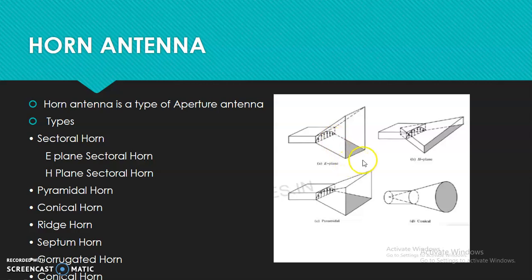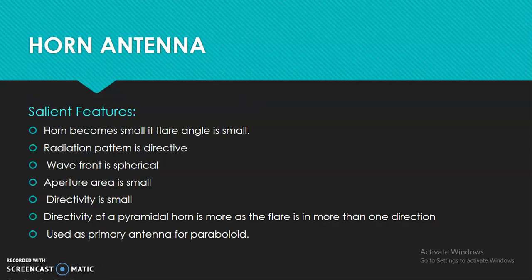Now, this is the structure of a horn antenna. There are different types of horn antennas. It is an aperture antenna. Different types of horn antennas are listed here. Sectoral horn, two figures are shown: E-plane sectoral horn and H-plane sectoral horn. Then we have pyramidal horn, conical horn, ridge horn, septum horn, corrugated horn. The pyramidal horn antenna is shown here, and the conical horn antenna is shown here. At least four images you have to study, the different types of horn antennas.